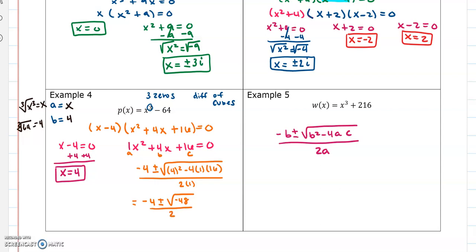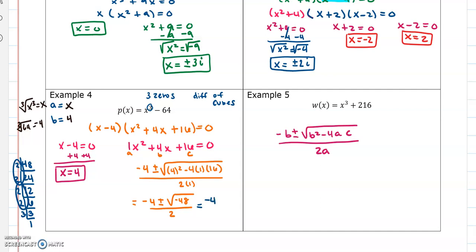Well, I think I can simplify the negative 48. I'm going to come over here off to the side, and I'm going to do my little upside down cake or factor tree. So if I keep doing this, 48 divided by 2 gives you 24. 24 divided by 2 gives you 12. 12 divided by 2 is 6. 6 divided by 2 is 3. 3 divided by 3 is 1. I have 2 pairs of 2's.